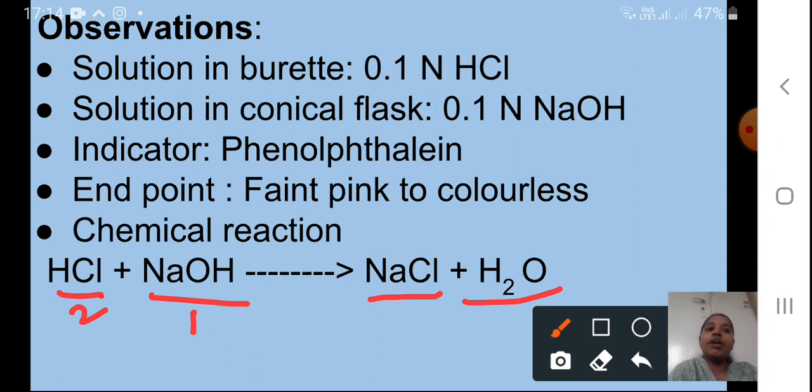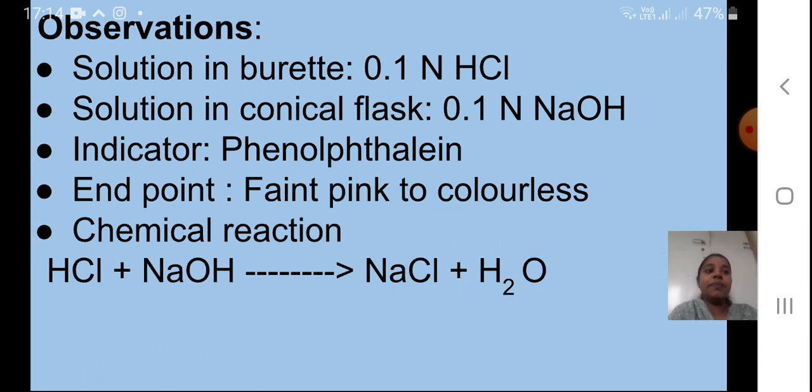So what did I get, students? I got NaCl, sodium chloride, which is my salt, and I got water formation. The colorless solution, what is that? It is water having sodium chloride. Is it clear, students? Did you understand the experiment?